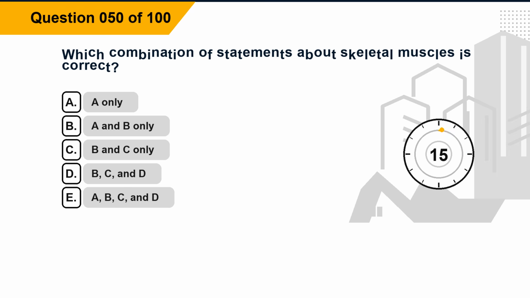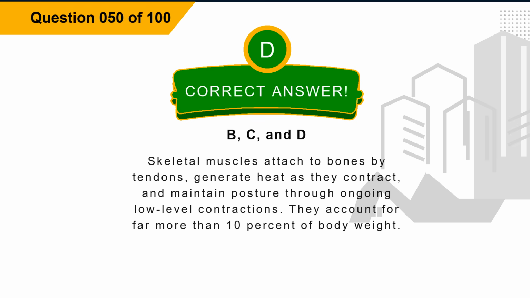Question 50. Which combination of statements about skeletal muscles is correct? Option A only. Option B, A and B only. Option C, B and C only. Option D, B, C, and D. Option E, A, B, C, and D. The correct answer is option D, B, C, and D. Explanation. Skeletal muscles attach to bones by tendons, generate heat as they contract, and maintain posture through ongoing low-level contractions. They account for far more than 10% of body weight.